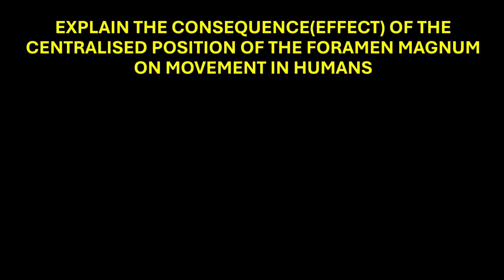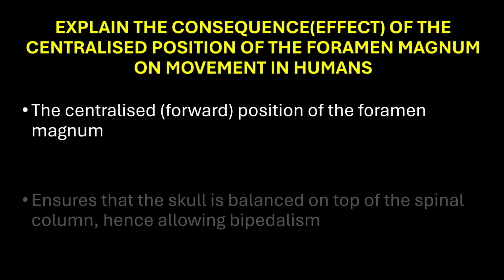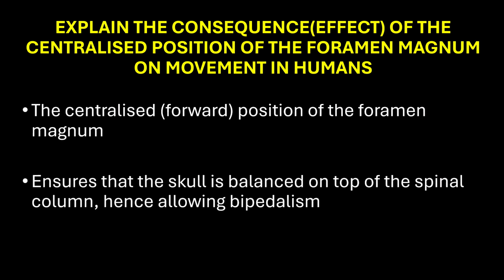Now that we know the differences, let us provide a short explanation. Explain the consequence or effect of the forward position of the foramen magnum on movement in humans. What is the effect? Here it is: the centralized or forward position of the foramen magnum ensures that the skull is balanced on top of the spinal column and hence allows bipedalism. So that's a simple explanation.